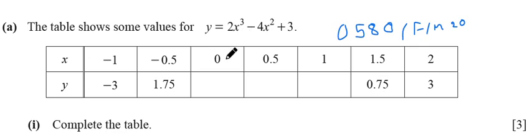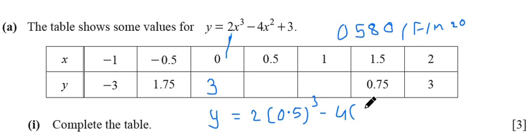When x is 0, 2x³ − 4x² becomes 0 and y is equal to 3. Similarly, when x is equal to 0.5, we use the calculator with 2 times 0.5 cubed minus 4 times 0.5 squared plus 3. It gives us 2.25.